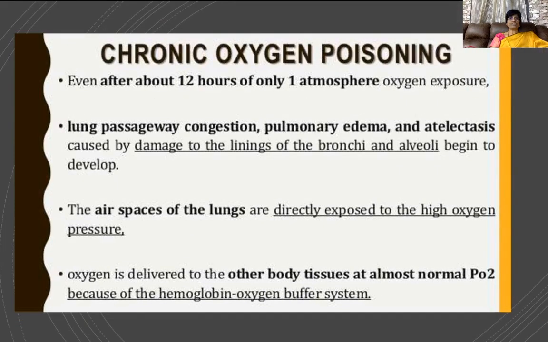Chronic oxygen poisoning. Even after about 12 hours of only 1 atmosphere oxygen exposure, lung passageway congestion, pulmonary edema, and atelectasis caused by damage to the lining of the bronchi and alveoli begin to develop. The air spaces of the lungs are directly exposed to the high oxygen pressure. Oxygen is delivered to the other body tissues at almost normal partial pressure of oxygen because of the hemoglobin oxygen buffer system.